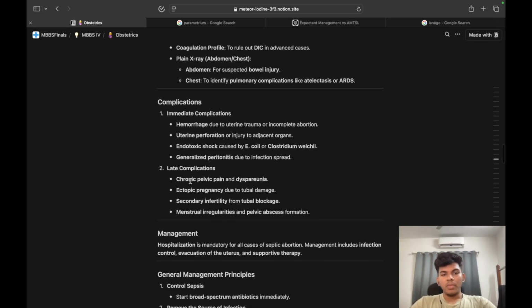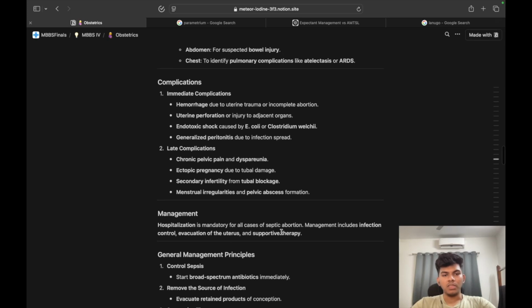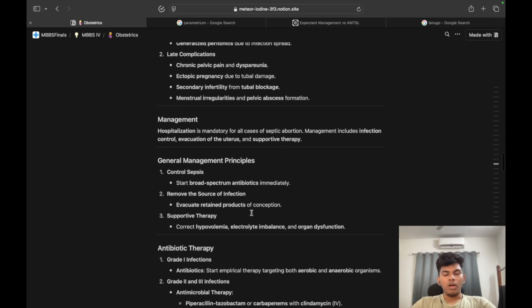Then coming to late complications: CPP, chronic pelvic pain or dyspareunia, that is pain during coitus. Ectopic pregnancy due to tubal damage. These are late. Chronic, right? Ectopic is not supposed to happen immediately, maybe a few days down the line, few weeks or months. Secondary infertility due to blockage and strictures, menstrual irregularities, and pelvic abscess formation. That is the final late complication.